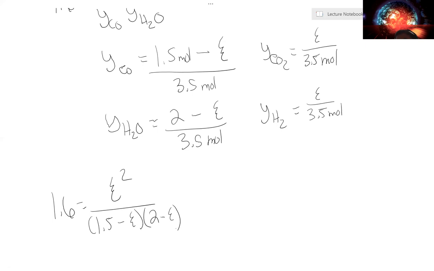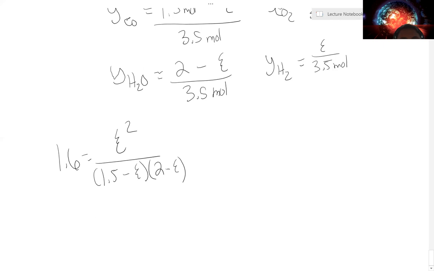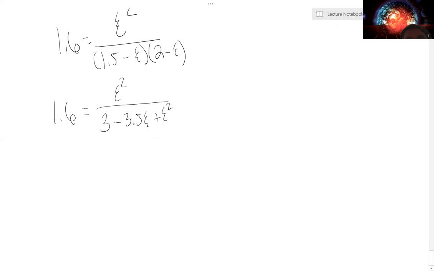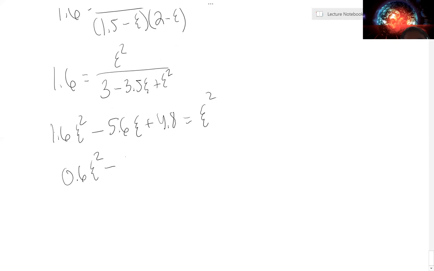So to solve this, you have to set up and solve the quadratic equation. So I got 1.6 times 3 minus 3.5 extent of reaction plus extent of the reaction squared, which should give me 1.6 times extent of reaction squared minus 5.6 extent of the reaction plus 4.8 equals the extent of reaction squared. Subtract that over and you get 0.6 extent of the reaction squared minus 5.6 extent of reaction plus 4.8 equals 0.